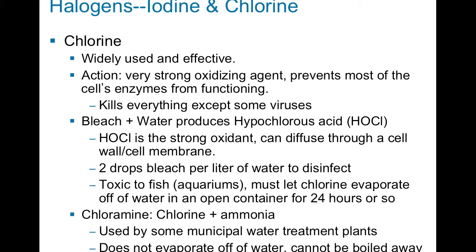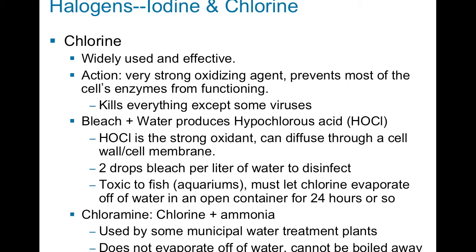Chlorine is our second halogen. Chlorine is very widely used and a highly effective antimicrobial agent. It works by oxidizing. It's a very, very strong oxidizing agent. Oxidation is a little difficult to understand, but you can think of it as a means of causing damage to molecules inside or outside the cell. And when you cause enough damage to enough molecules, you can prevent the cell from functioning properly, in which case it will die.